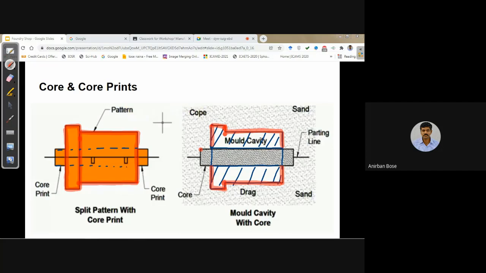So for that, what we have done, you see that we have created some extra part outside this part. Observe this part and this part that we have made in the pattern. Now, if we make this part and we create a cavity with the help of this pattern in this mold, then what will be the mold cavity? I'm showing the mold cavity in green. Observe the mold cavity with this pattern, the whole pattern will create a mold cavity like this. So this will be the complete mold cavity.